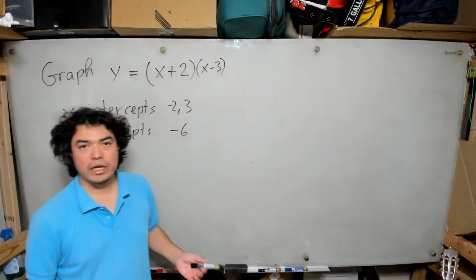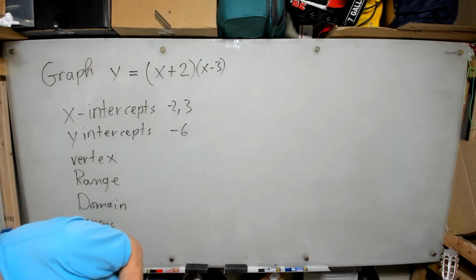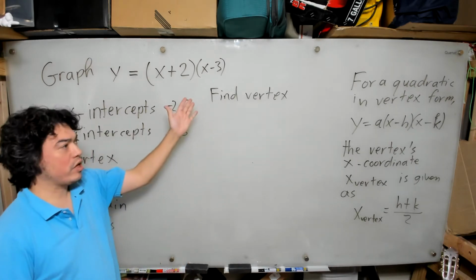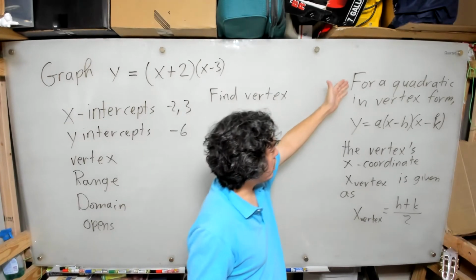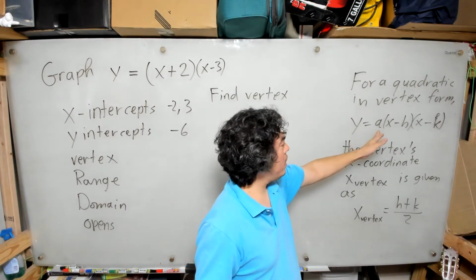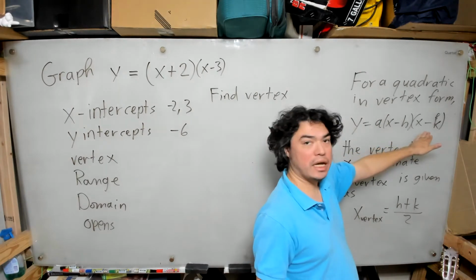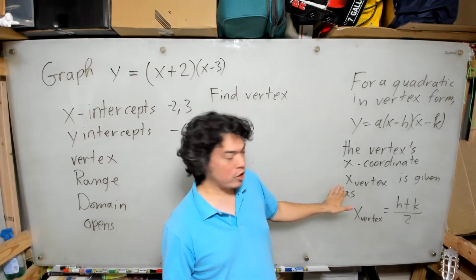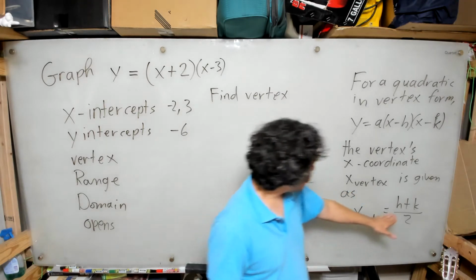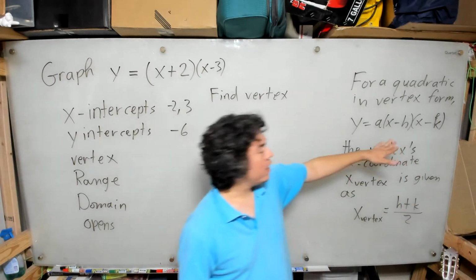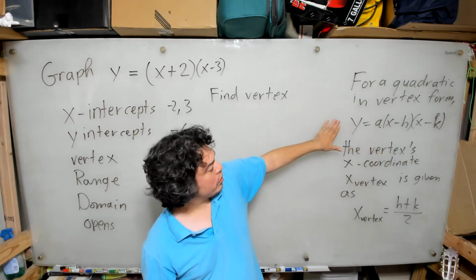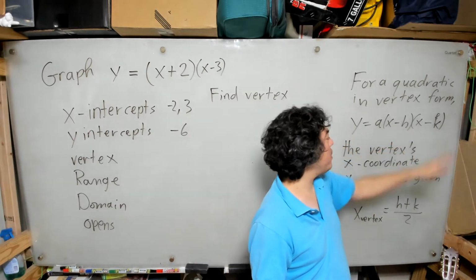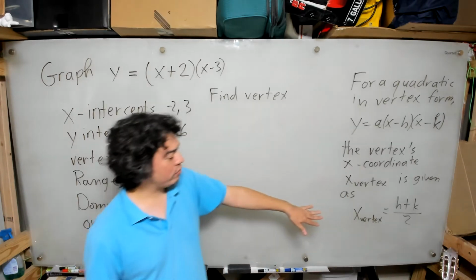And so now we're going to calculate the vertex. So now we're going to find the vertex of this quadratic. Now here, for a quadratic in the form y equals a times x minus h times x minus k, the vertex's x coordinate, which we're going to denote as x sub vertex, is equal to h plus k divided by 2. It's not an accident that I wrote the equation over here as x minus h, x minus k, and that the x vertex here is h plus k over 2.